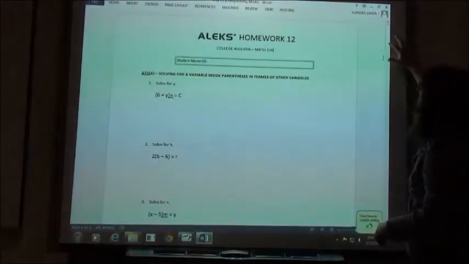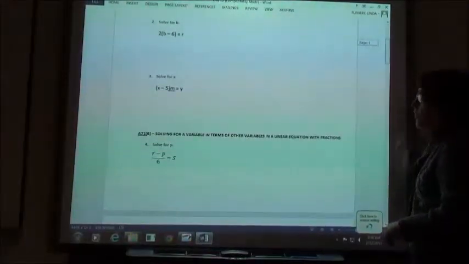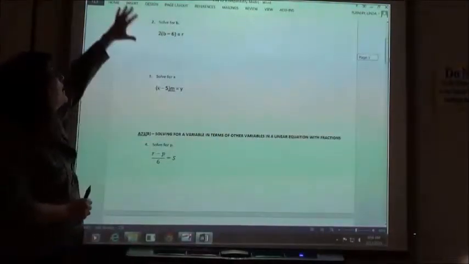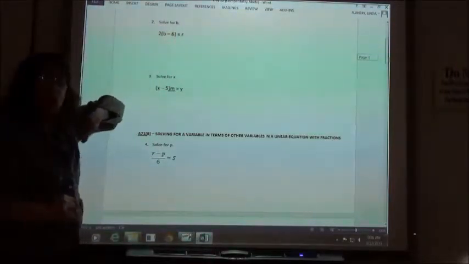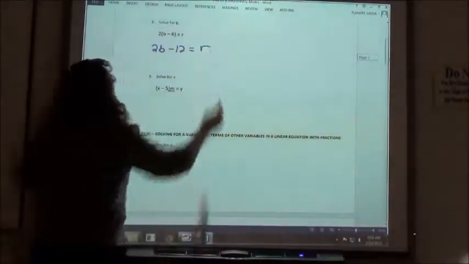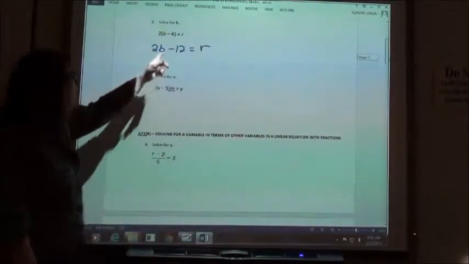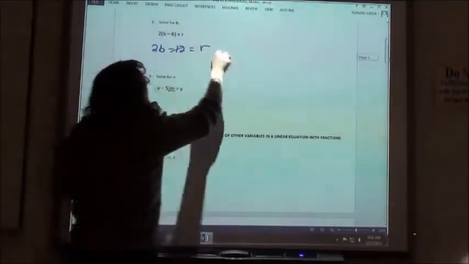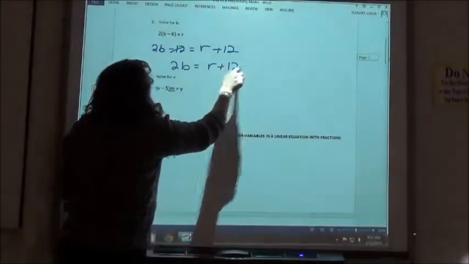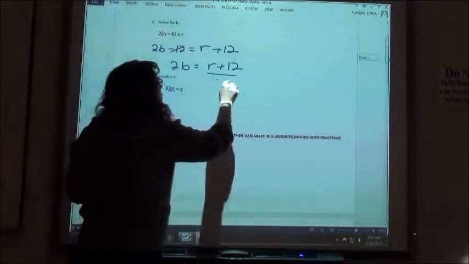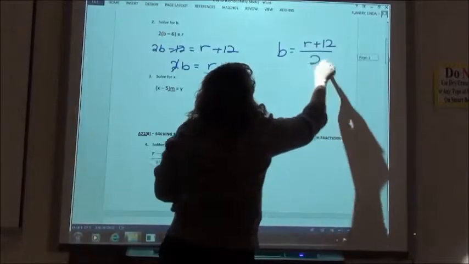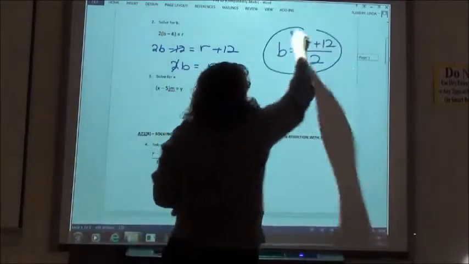So if I go ahead and go down to the second one, solve it for b. So again, this one I'm going to do the one way, and then the other one I'll do the other way. If I'm going to solve this for b, and I want to just use my distributive property right away, 2b minus 12 is going to equal r. I then want to get the b by itself, so I'm going to move the 12 to the other side. So I'm going to plus my 12. So 2b equals r plus 12. Then to get the b by itself, I'm going to divide by 2. So b is equal to r plus 12 divided by 2. And there's my answer.